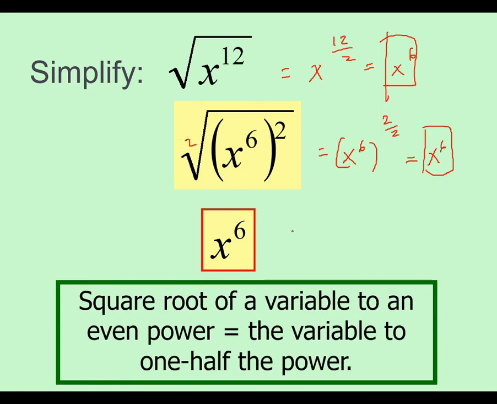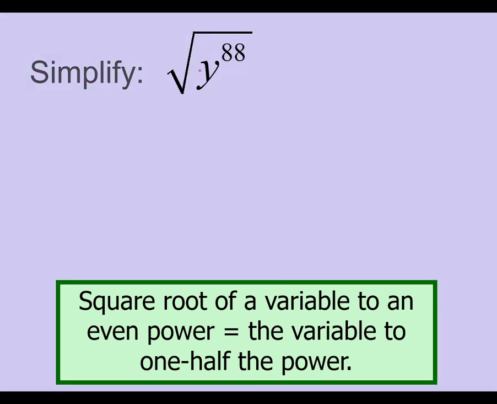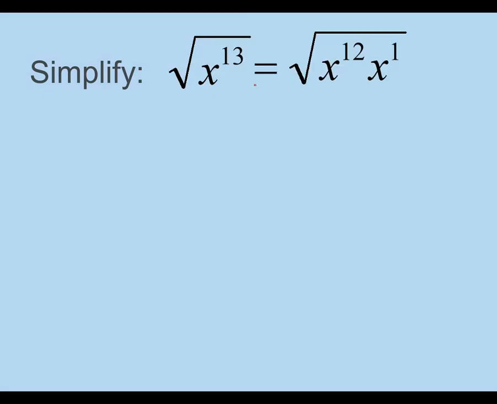So, square root of a variable to an even power is equal to the variable to 1/2 the power. So, kalahati. Kapag even, ano, at square root. So, that means, if square root of y raised to 88, it is equivalent to 44 kasi kalahati lang. Okay?